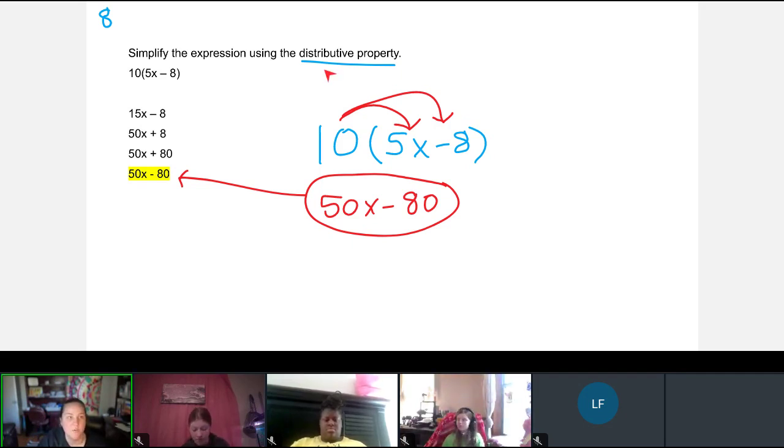So anytime you see the words distributive property, remember you're going to see something inside of parentheses and something on the outside of the parentheses that needs to be distributed to what's inside. Any questions before we move on to number 9? We got 2 more problems.